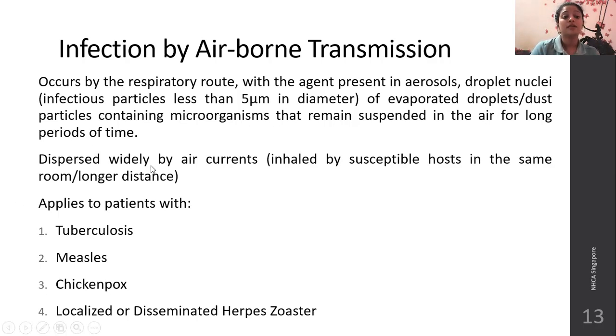These droplets are dispersed widely by air currents and inhaled by susceptible hosts in the same room, or even those at a distance. If the air currents carrying the microorganisms pass through them, they may also get infected. Airborne infections include tuberculosis, measles, chickenpox, and disseminated herpes virus, etc. These are the examples of airborne transmission.